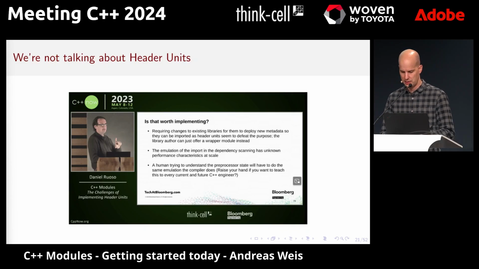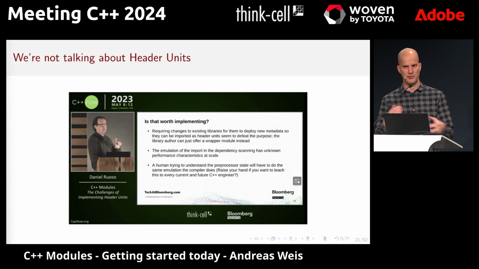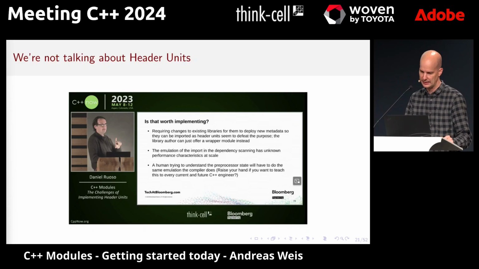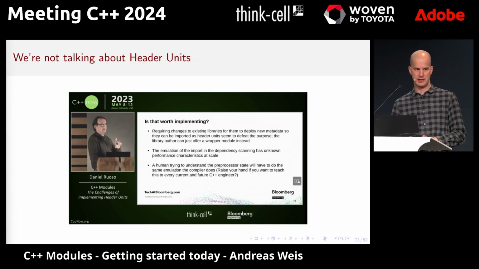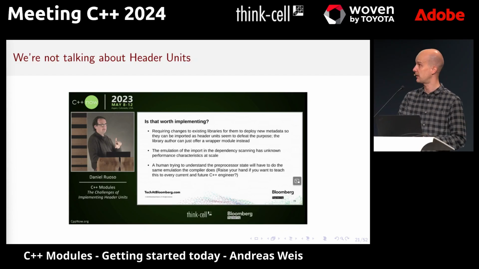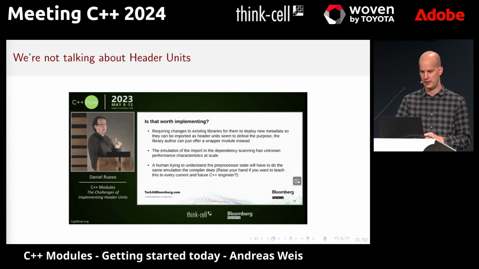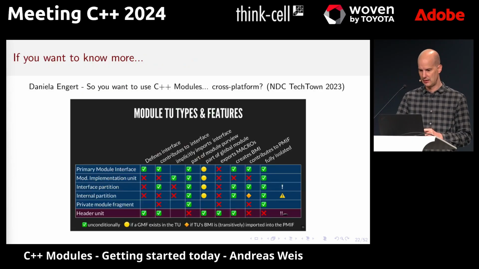Daniel Russo gave a talk last year at C++ Now, explaining some of the difficulties, why these are more complicated for implementers to implement correctly. His talk was pretty pessimistic. I think the tooling community has gotten a little bit more optimistic again as to how to solve some of these problems that he's talking about. But check this out if you want to know why header units are difficult.